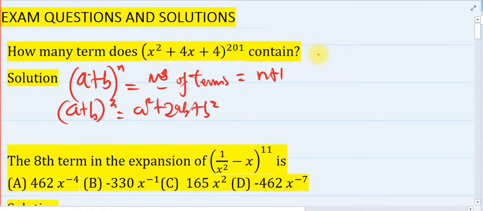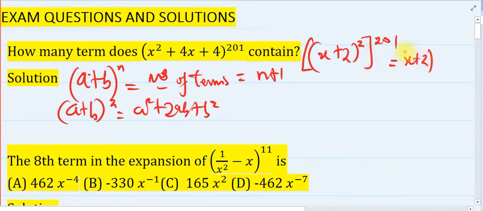So the first thing we do, we can write x squared plus 4x plus 4 as (x plus 2) all squared, raised to the power 201. Do you get the logic? Because (x plus 2) squared is this, x squared plus 4x plus 4. So using our laws of indices, this is (x plus 2) raised to the power 2 times 201, which is 402.